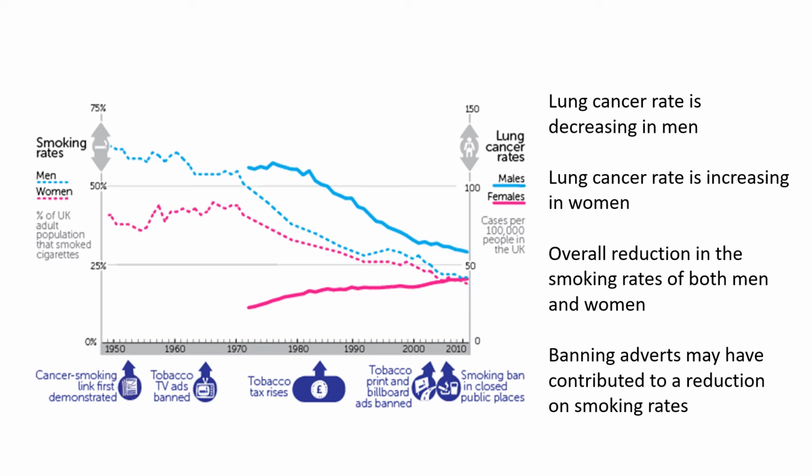For example, if you look at when cancer from smoking was first demonstrated in the 1950s, it didn't really have a huge impact in terms of the smoking rates. It's only when we started pulling TV adverts that we start to have that general decline. Banning adverts may have contributed to the reduction of smoking rates. We don't know for definite. There could be other reasons for it, but there definitely appears to be some sort of correlation, because when tobacco TV adverts are banned, the rates of smoking went down for men and women.